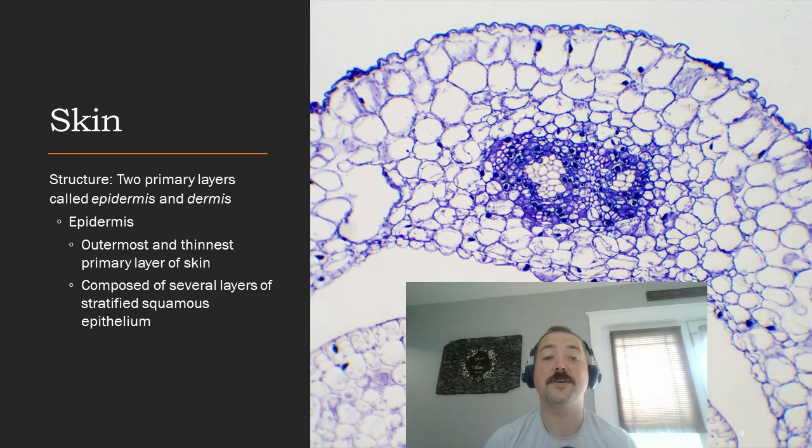So let's step back to that cutaneous membrane and have a deeper look at the skin. It's where we're mostly going to spend a lot of the time on this discussion. So there are 2 primary layers of skin. We have our epidermis and our dermis. The epidermis is the outermost layer. It's made up of a bunch of layers of stratified squamous epithelium.